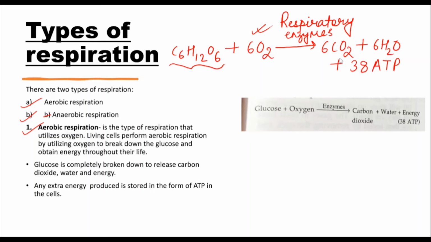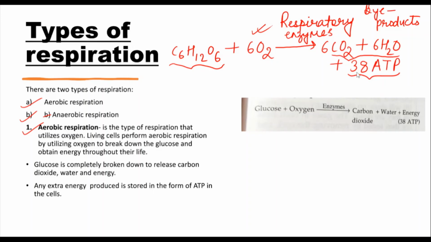Now out of these three products, carbon dioxide and water are not the actual products, they are the byproducts. We don't need them, the plants don't need them. So these are the byproducts, and the main product here is 38 ATP, that is the chemical energy, and this energy is required by the cells to do their various life activities. I hope aerobic respiration is clear children. In case of any doubt, you all will ask me.